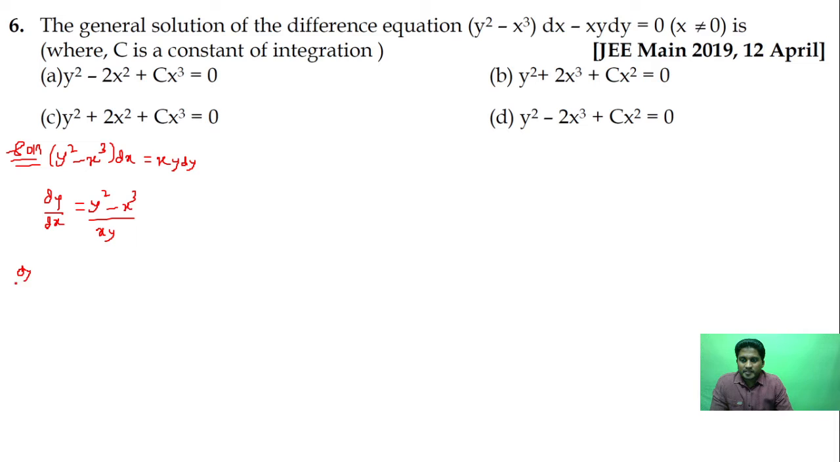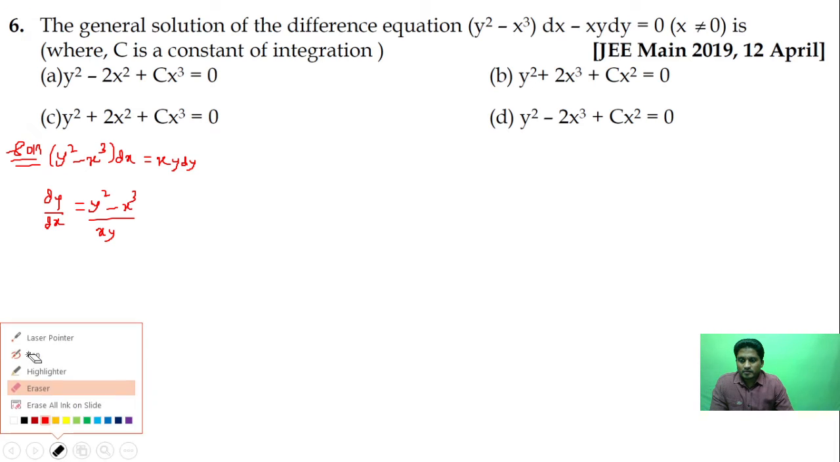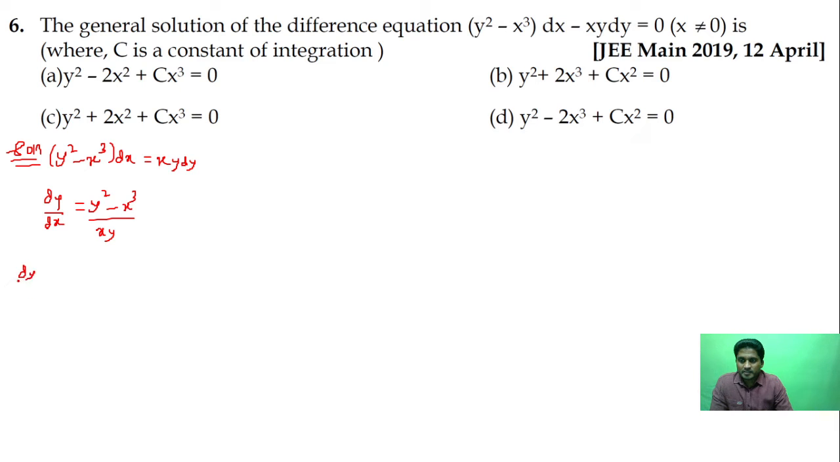Now dy by dx is equal to, if I divide by xy, you get y square divided by xy minus x cube divided by xy. The y will cancel, so you get dy by dx minus y upon x is equal to minus x square by y. Now follow carefully. This is Bernoulli's differential equation.